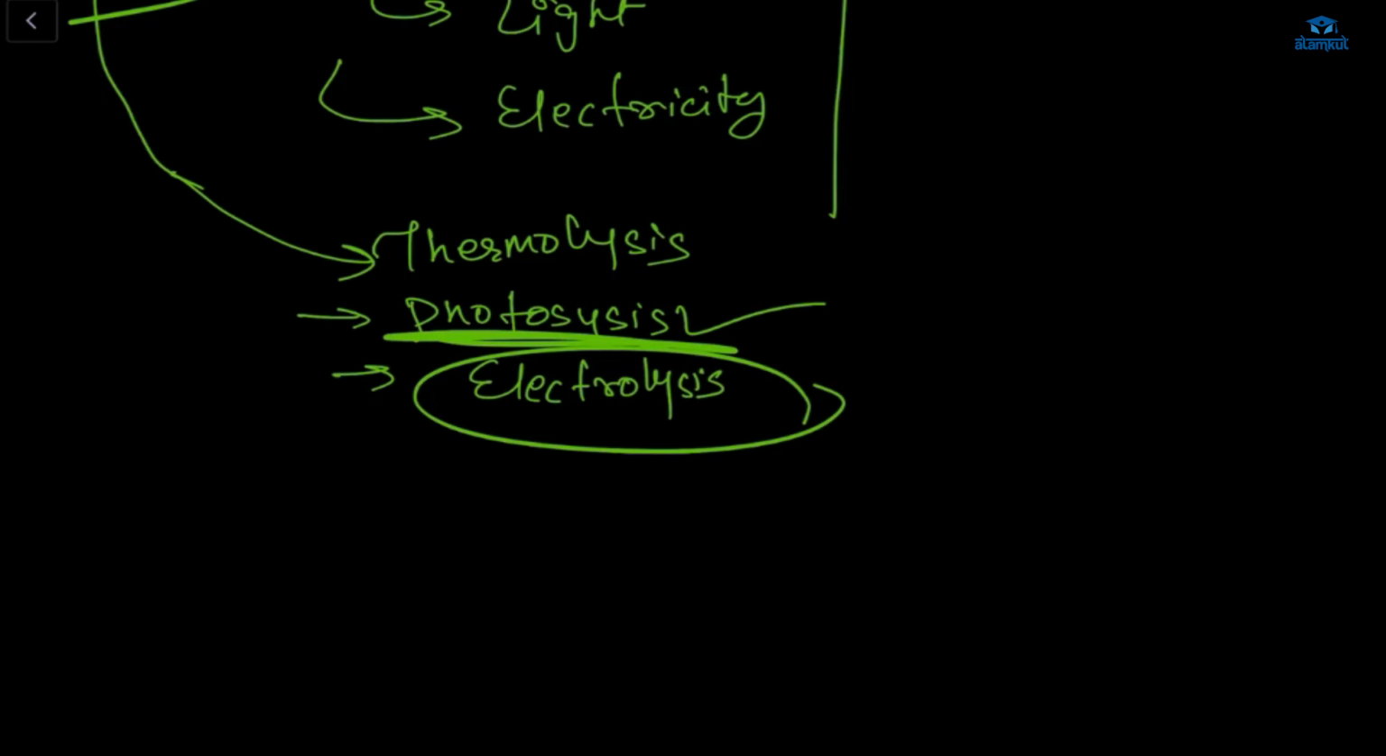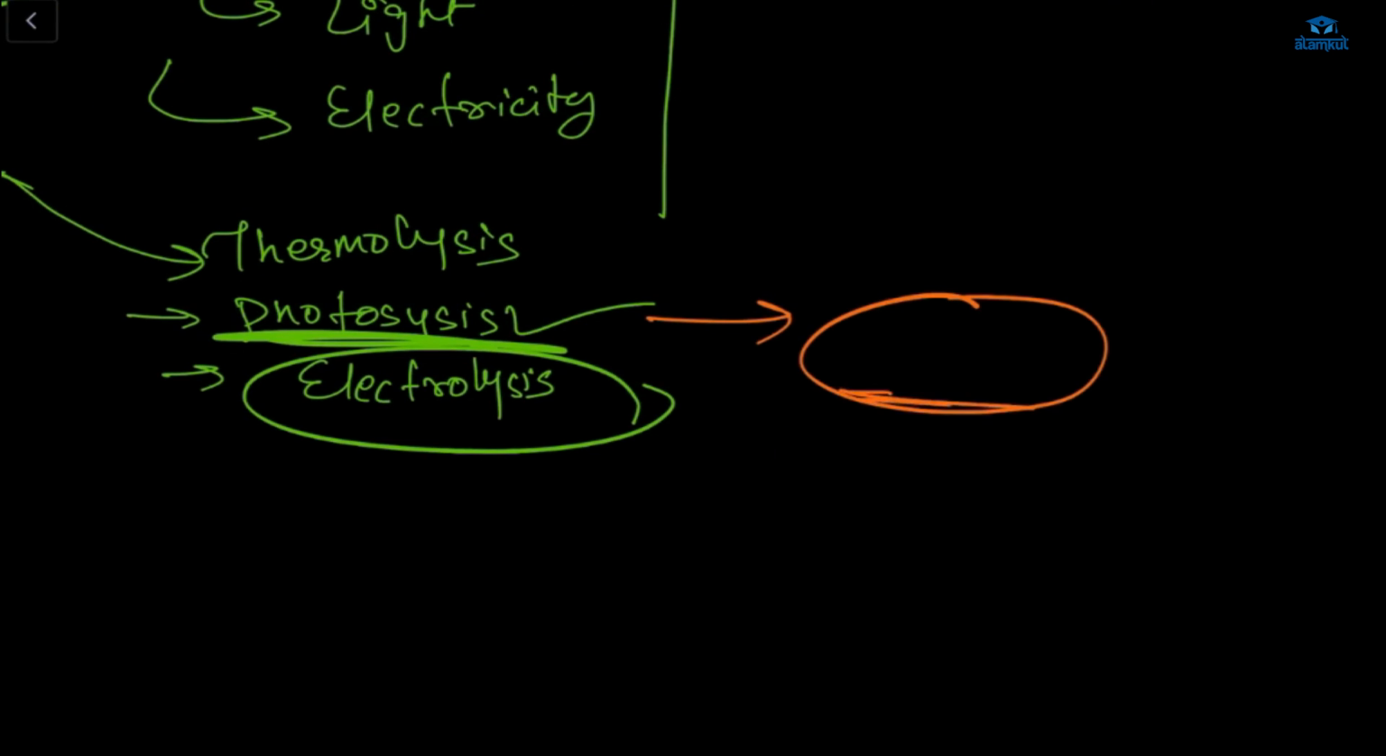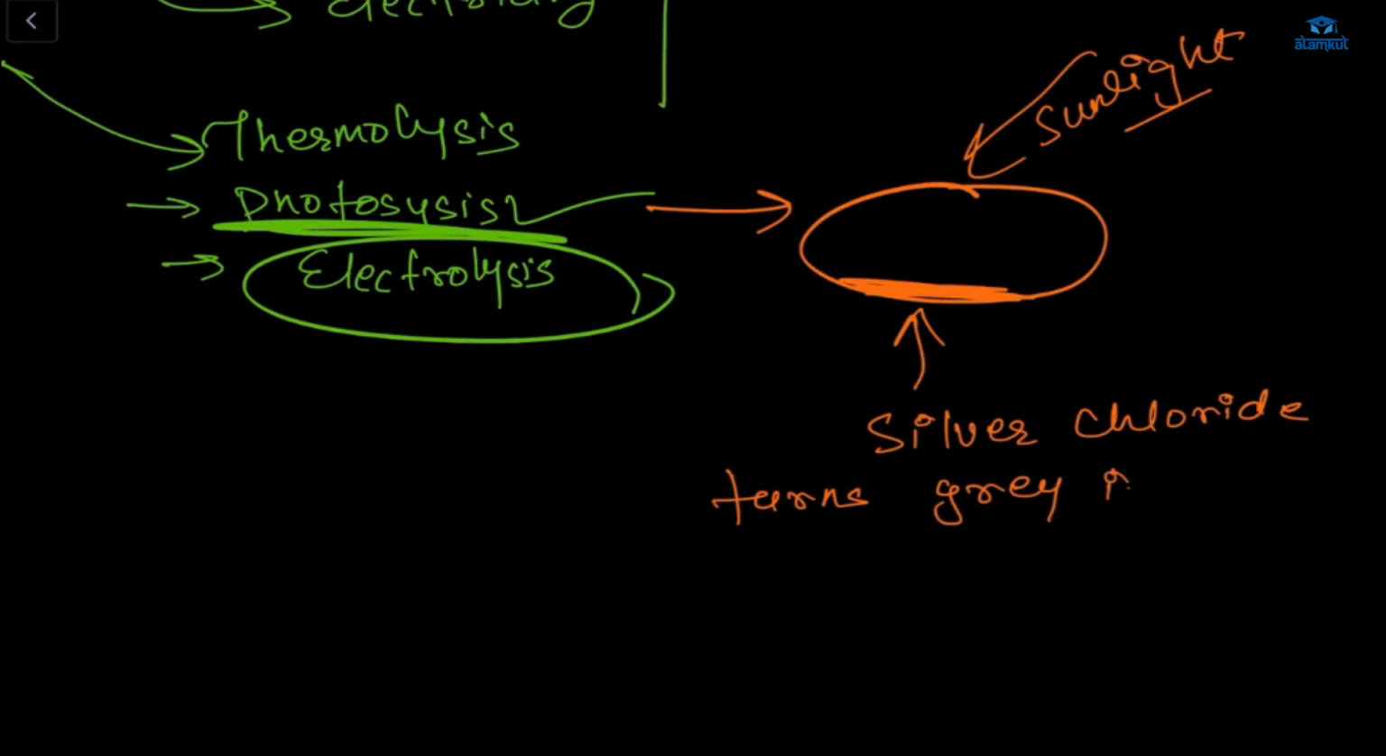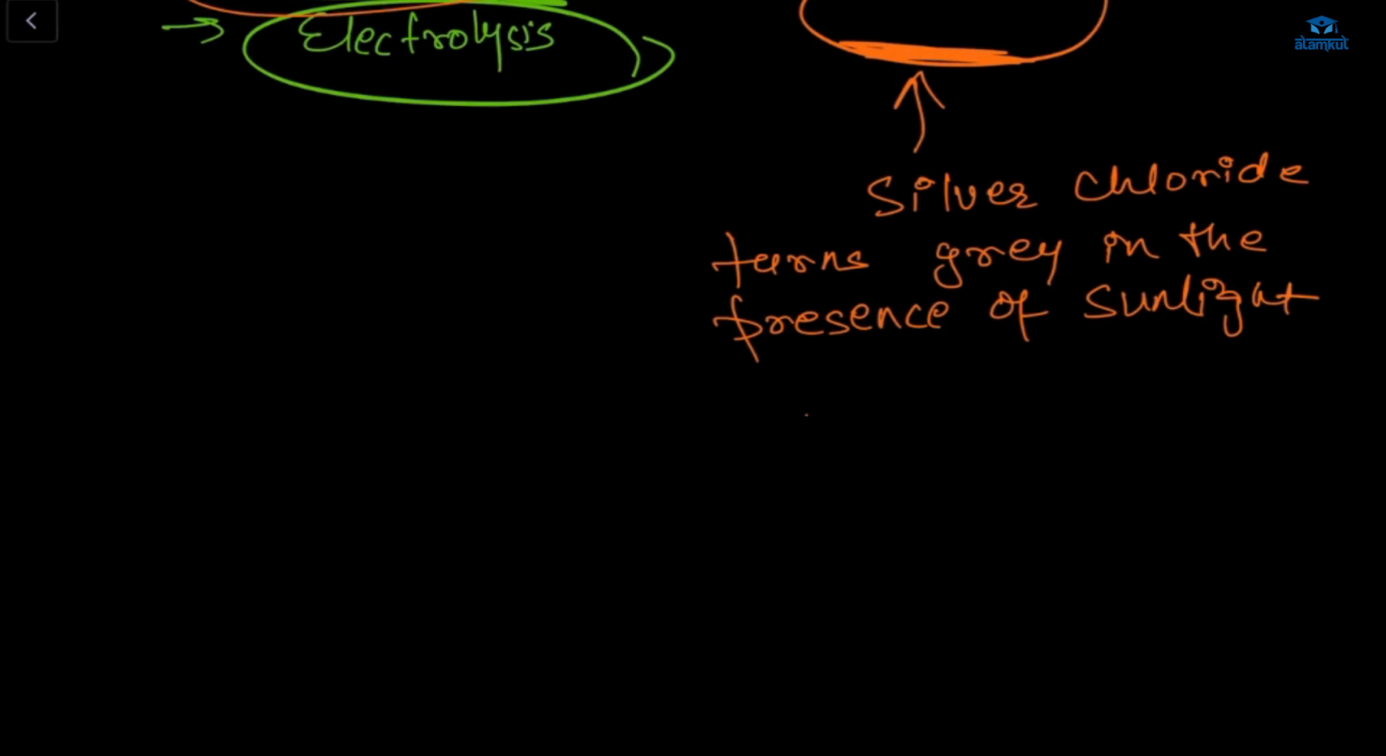Just the last minute. What is photolysis? For example, silver chloride turns gray in the presence of sunlight. This phenomenon is known as photolysis. For example, AgCl in the presence of sunlight gives Ag plus Cl2.